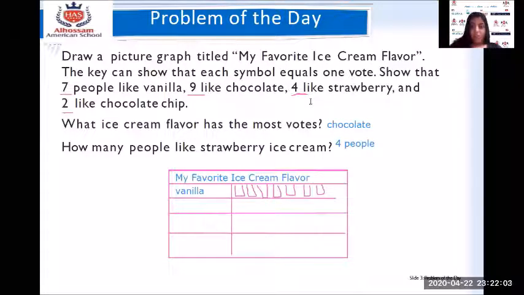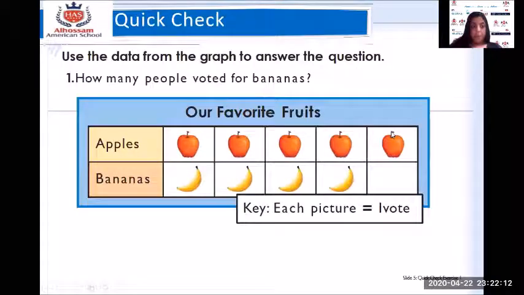Thanks, Ranjuna Gamal. What do we have next? Use the data from the graph to answer the questions. Jana Talat, answer with me. How many people voted for bananas? And you have to look at the key first. The key tells you each picture equals 1 vote. So now when I count the votes for bananas, I'm gonna tell myself that each one equals 1 vote. So 1, 2, 3, 4. 4 votes for banana, right?